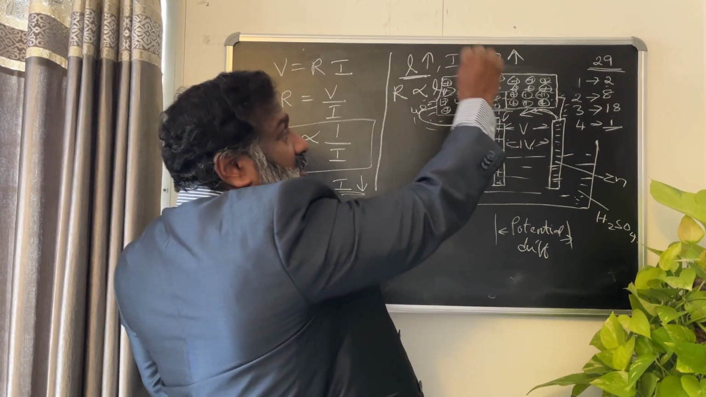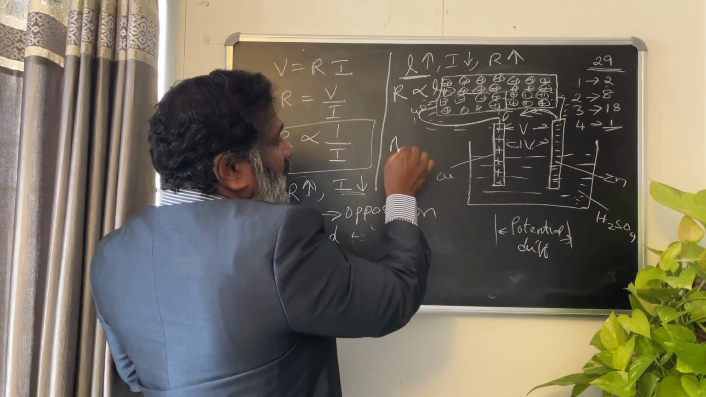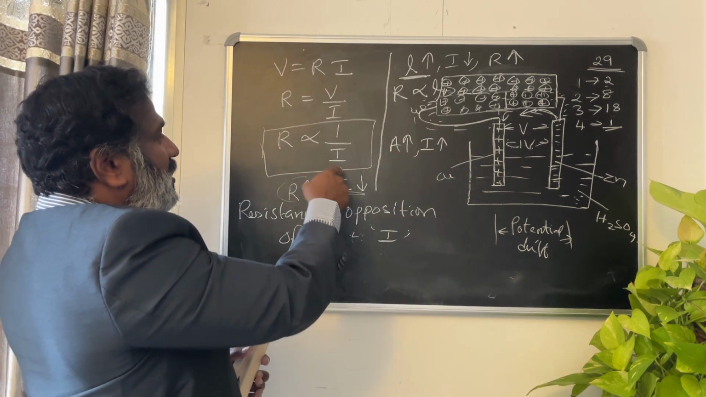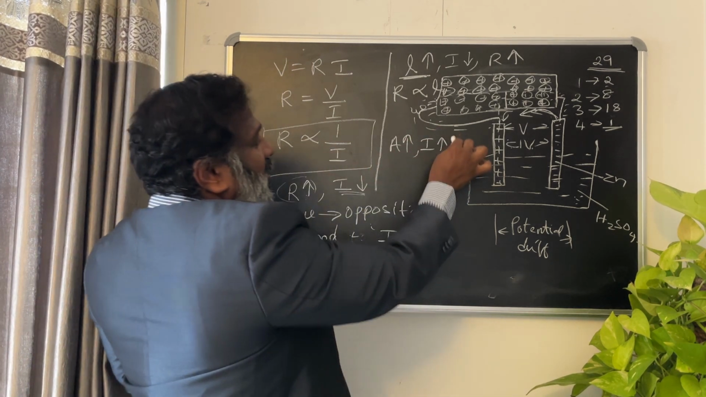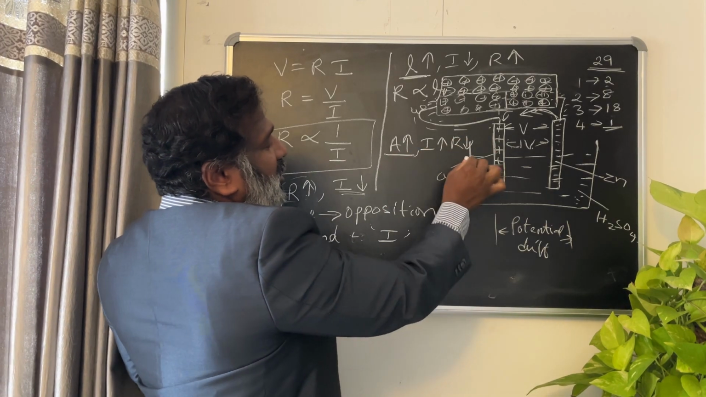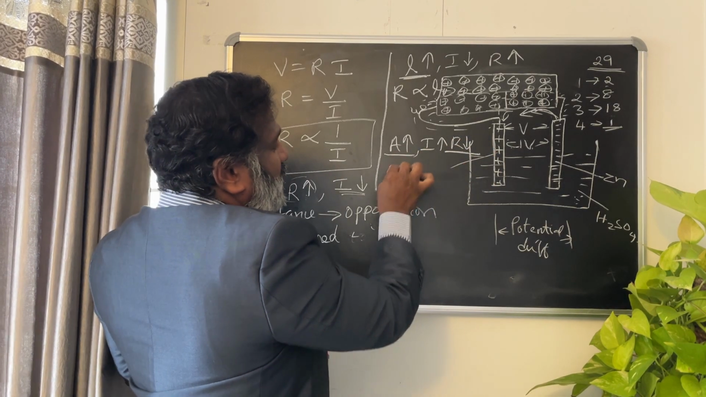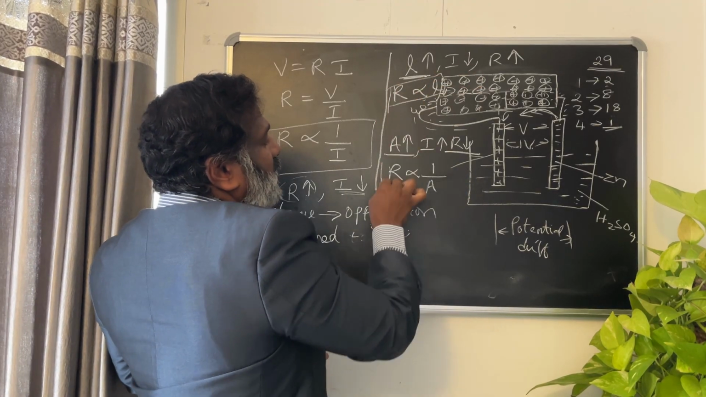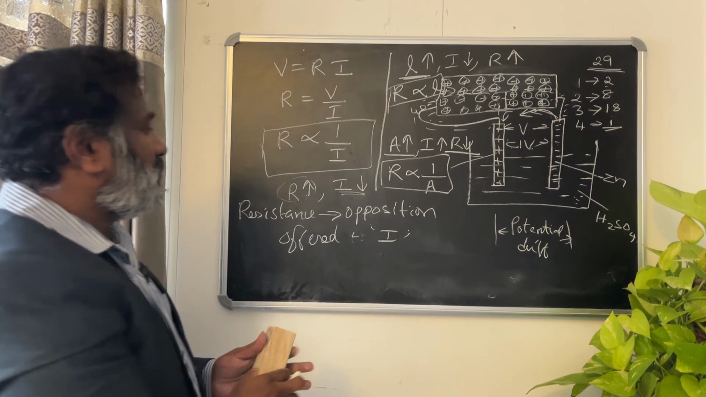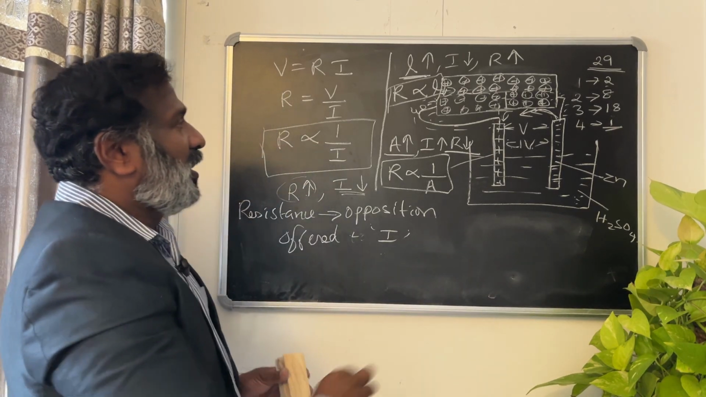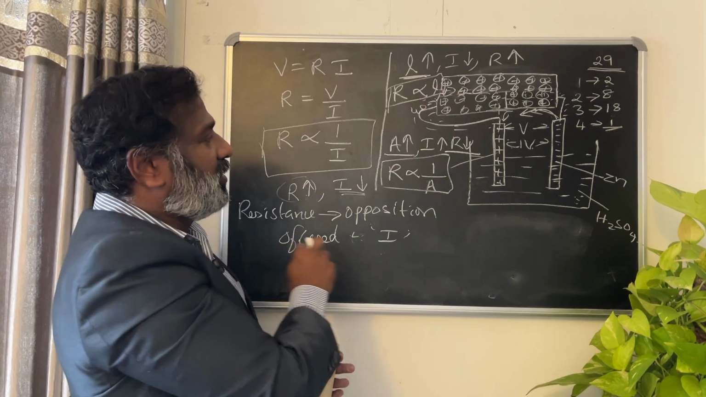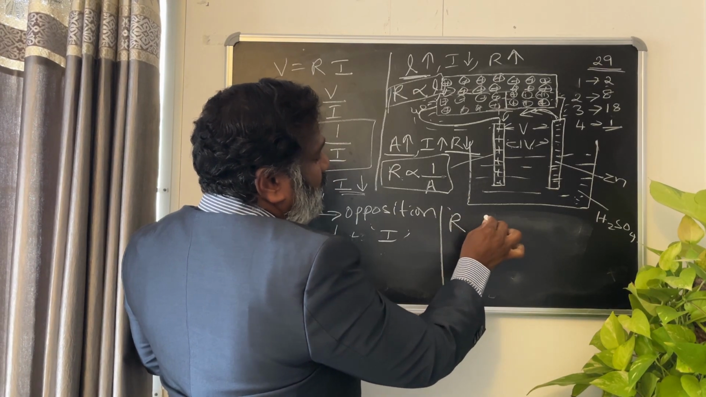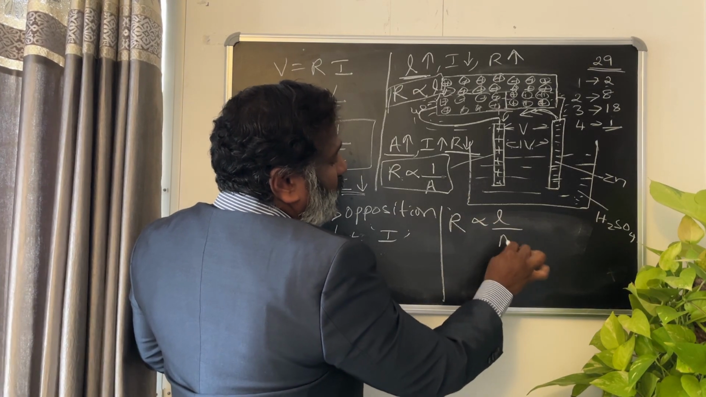So when I increase the area of cross section, current increases. When current increases, that means resistance decreases. When area of cross section increases, resistance decreases. So resistance is inversely proportional to area of cross section. So combine these two. Resistance is directly proportional to the length, inversely proportional to area of cross section. So I can write resistance is proportional to length, inversely proportional to area of cross section.